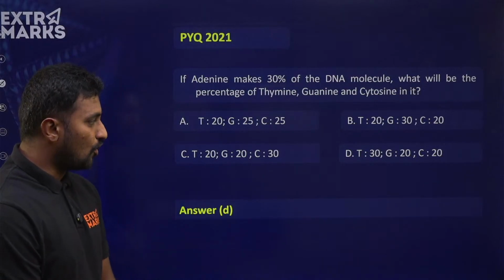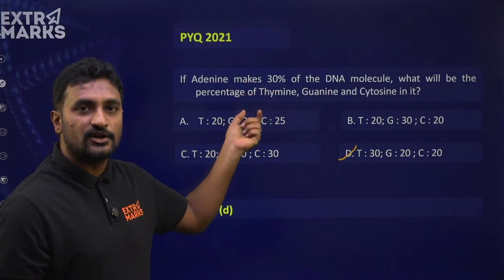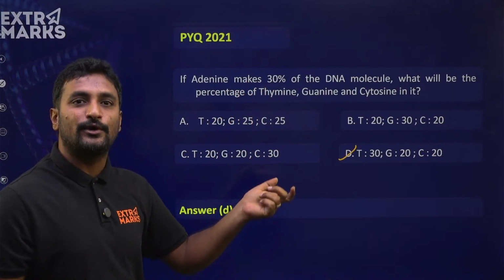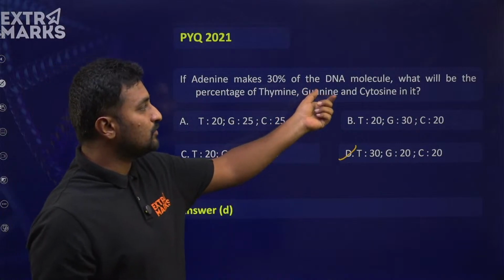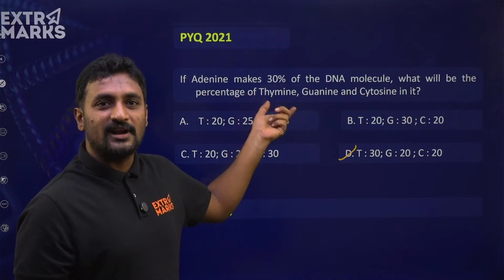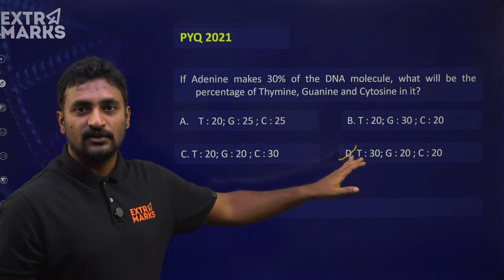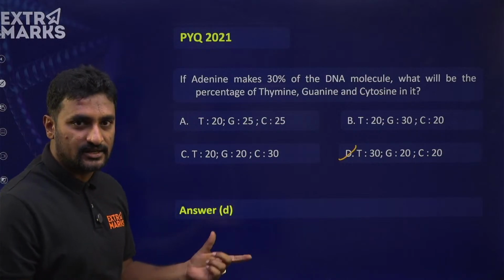Yes, the answer is option D. As you all know, what is the total percentage of adenine? The thymine is always going to be the same, right? So you don't even have to worry about G and C in this particular question. As you know, if adenine is 30%, thymine has to be 30%, so directly you can tick on T without knowing the guanine and cytosine. So the answer is option D.